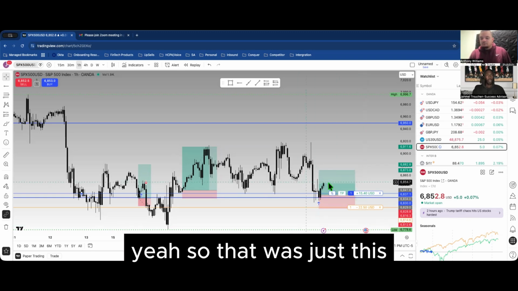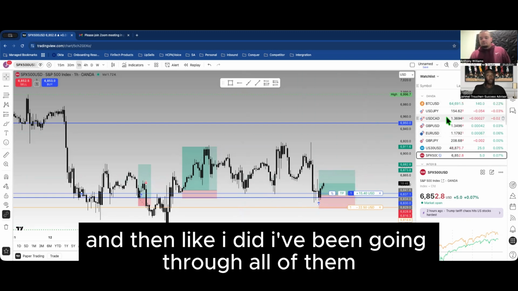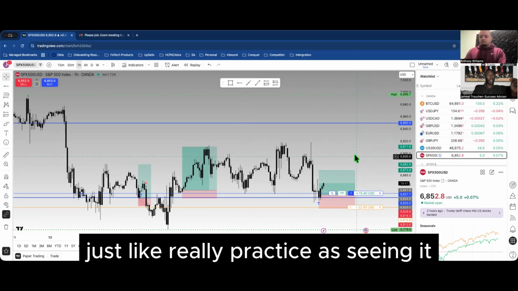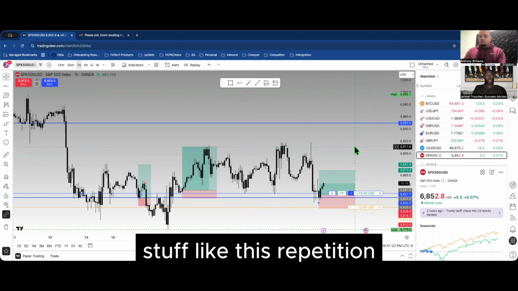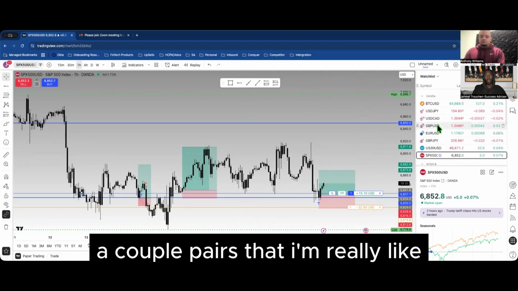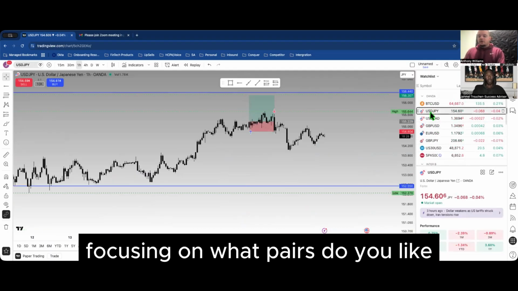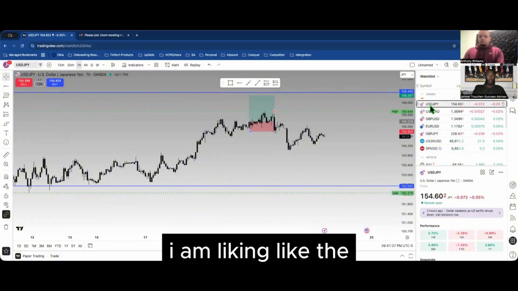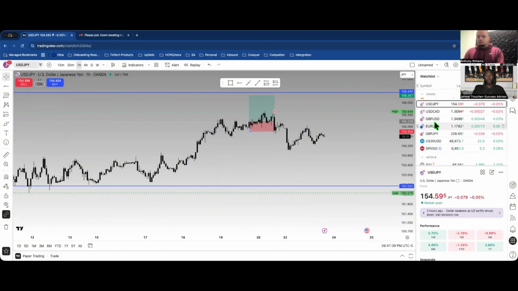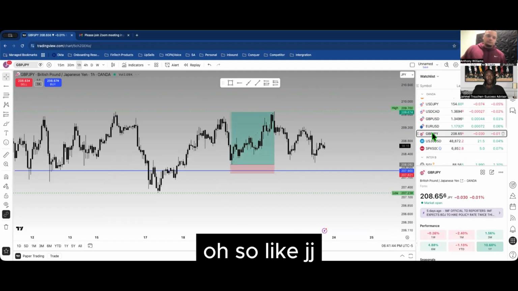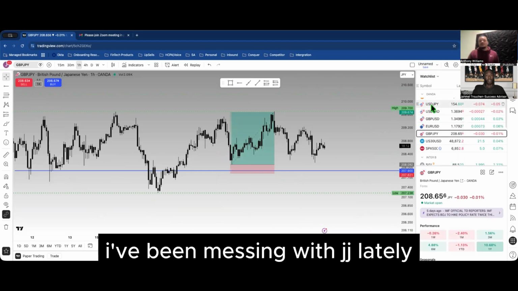So that was just this, and I've been going through all of them, bro, just really practicing seeing stuff like this, repetition. But I really just want to cut it down to a couple of pairs that I'm really focusing on. Which pairs do you like? I am trying to go through the forex pairs. I am liking these forex pairs right here too. Like GJ. Oh man, I've been messing with GJ lately.